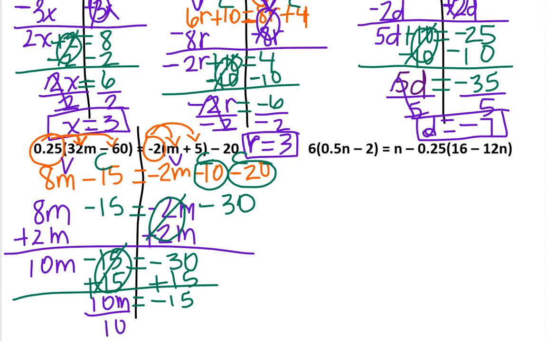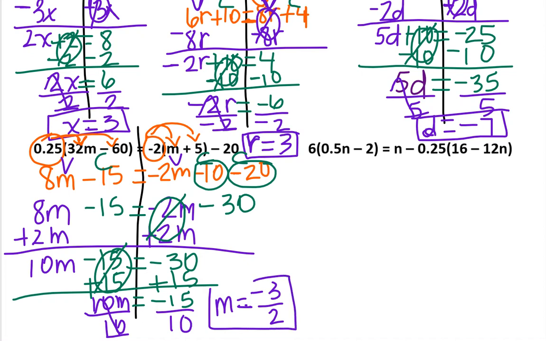So I'm going to divide by 10 and divide by 10. I ran out of room, so I'm going to put it over here on the side. I get m equals, this is actually going to stay as a fraction. If you put it in as a fraction, it'll give it to you as negative 3 over 2. If you changed it to a decimal, you should have gotten m equals negative 1.5. So both of those would be correct.